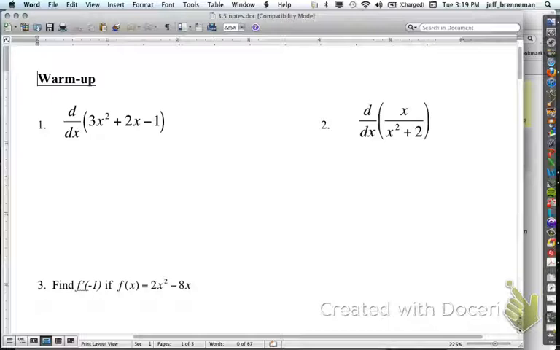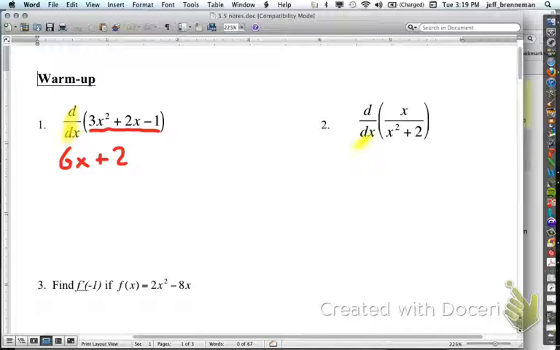Just a little bit of new notation. D over dx, this is just the action of taking a derivative. So no big deal. You know how to take the derivative of this. Derivative of 3x squared, of course, is 6x. Derivative of 2x is 2. And, of course, the derivative of negative 1 is just going to be 0.